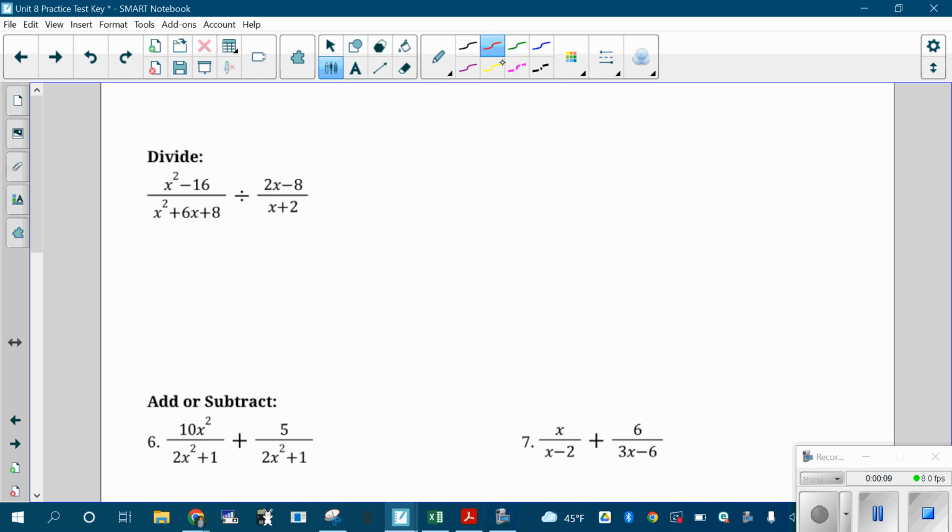Okay. So this first one is division. Division is basically the same as multiplication. The only difference is you have to take the second fraction and flip it.